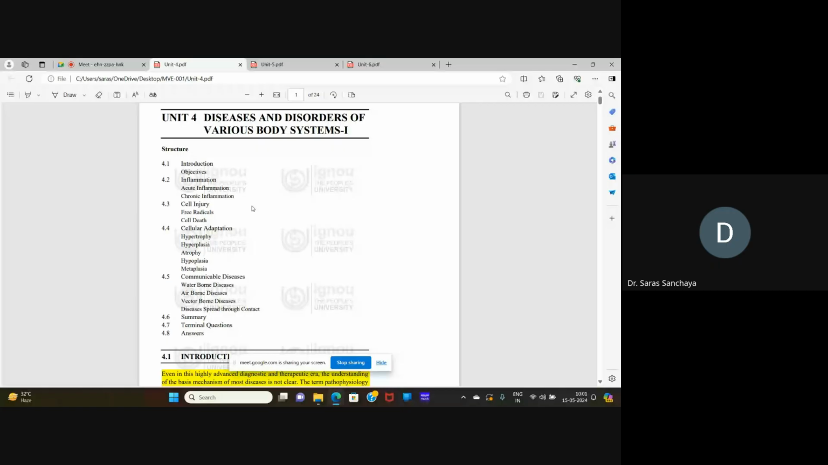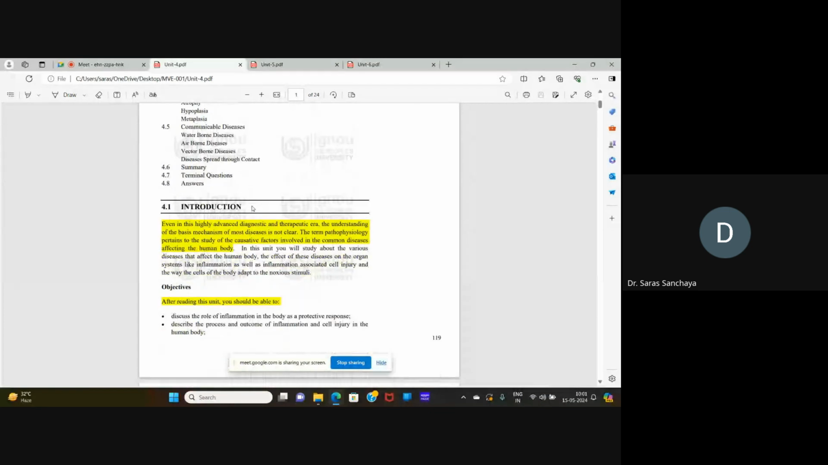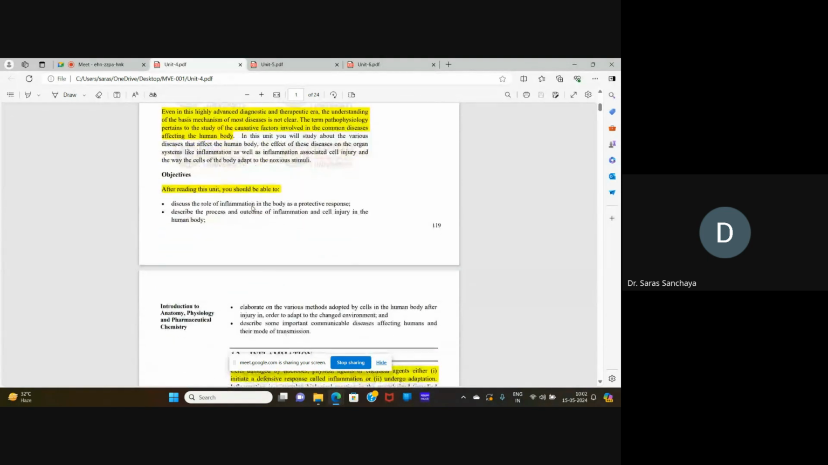So we'll start with Unit 4, Diseases and Disorders of Various Body Systems, Part 1. So, introduction. Even in this highly advanced diagnostic and therapeutic era, the understanding of the basic mechanism of most diseases is still not clear. The term pathophysiology pertains to the study of causative factors involved in the common diseases affecting the human body. So, what are the objectives of this unit?